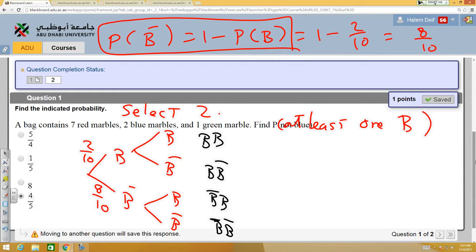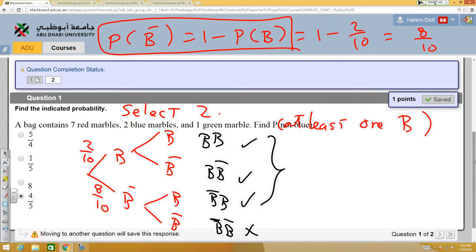And I want at least 1 blue. At least 1, remember what does it mean? It means minimum 1. So which means 1 or 2. Does this have 1 or 2 blue? Yes. Does this have 1 or 2? Yes, it has 1. Does this have 1 or 2? No. So that means actually I need these 3 outcomes.